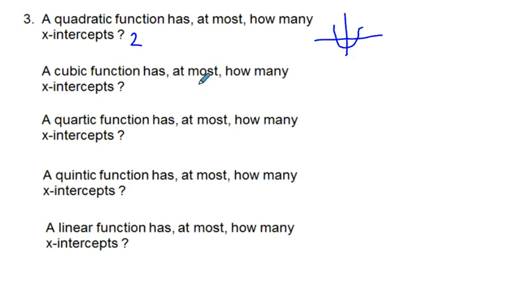A cubic function has at most how many x-intercepts? Well, that would be 3 x-intercepts. A quartic function has at most how many x-intercepts? 4. A quintic function has at most how many x-intercepts? Would be 5. And a linear function has at most how many x-intercepts? 1. And that's related to the powers of x. X squared, x cubed, x to the 4th power, x to the 5th power, and x to the 1st power.